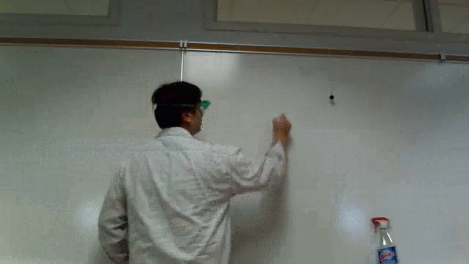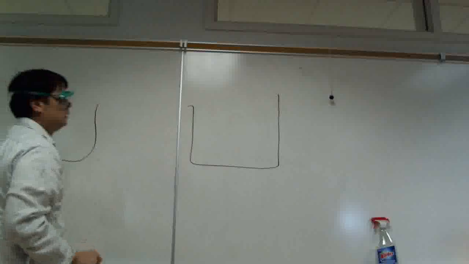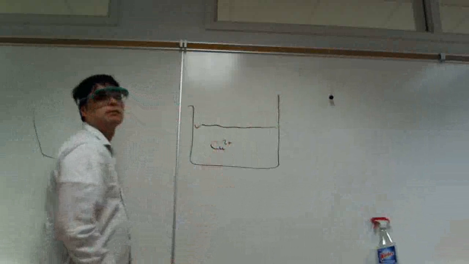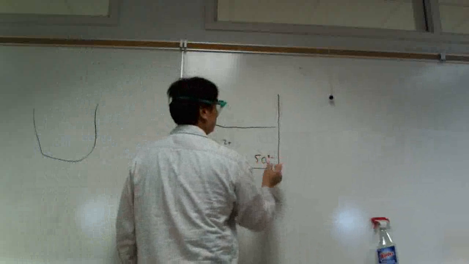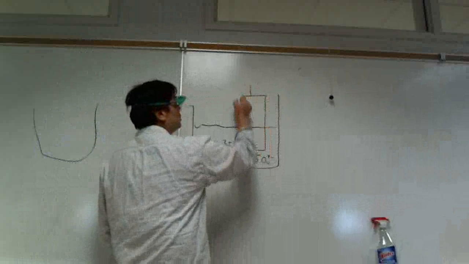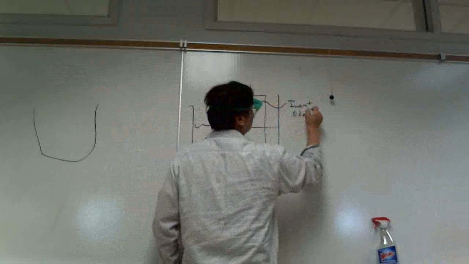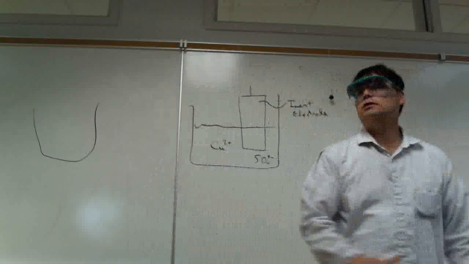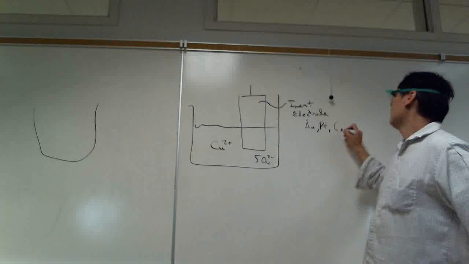All right, we're going to set up 2 beakers for our cell here. In one beaker, we're going to have the copper 2 plus solution. There's also sulfate present here. And then what we're going to do is stick what we call an inert electrode in here. The typical inert electrodes are made out of gold, platinum, graphite.